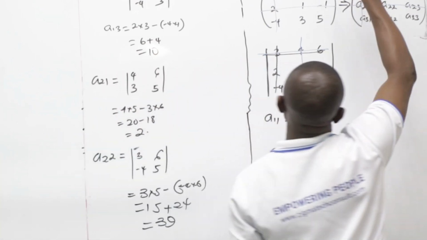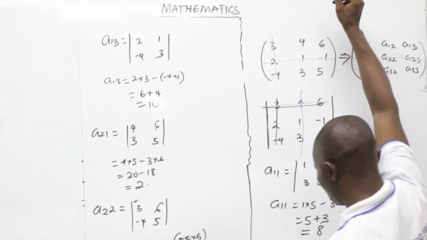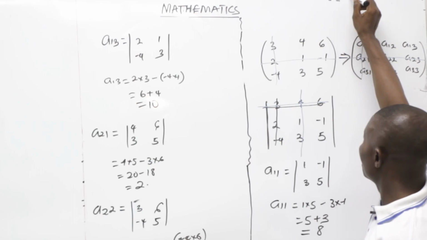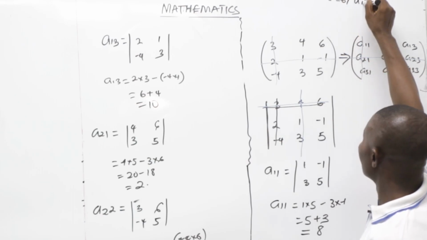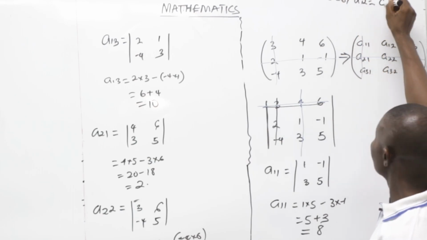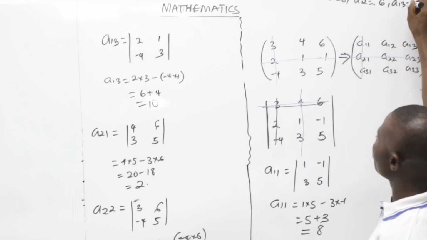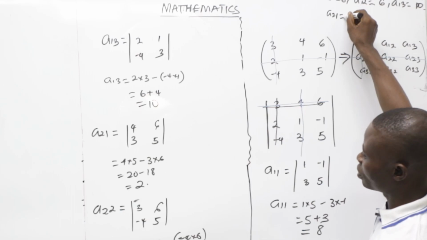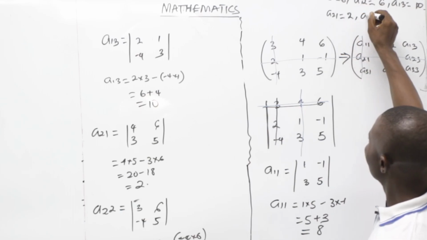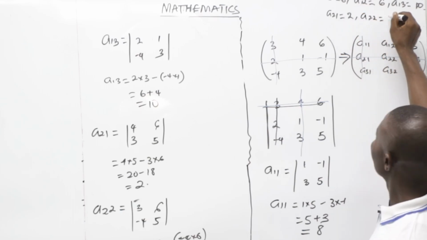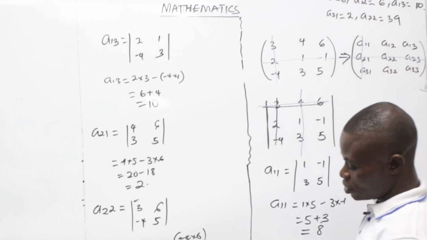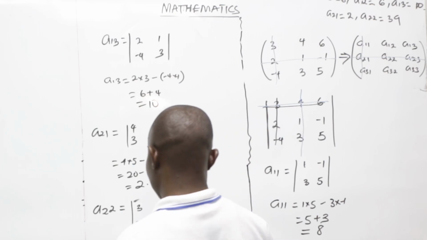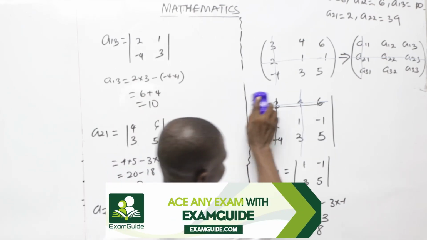Okay, now I want to bring to your notice that A11 equals 8, A12 equals 6, A13 equals 10, A21 equals 2, A22 equals 39. Then let us solve for A23. I want to wipe here.